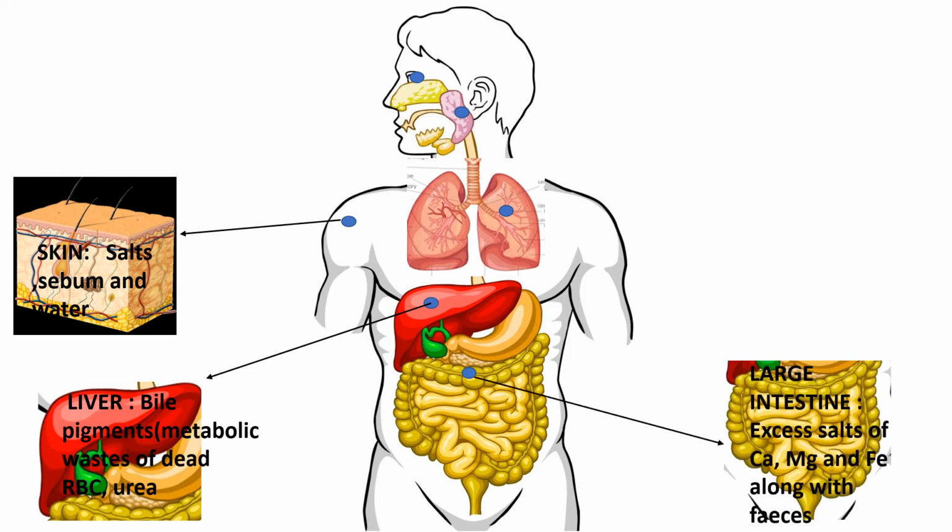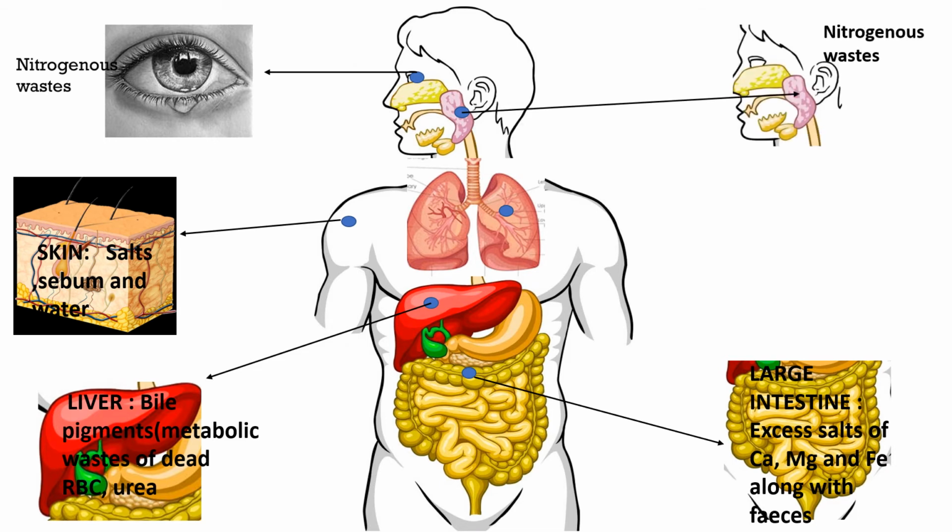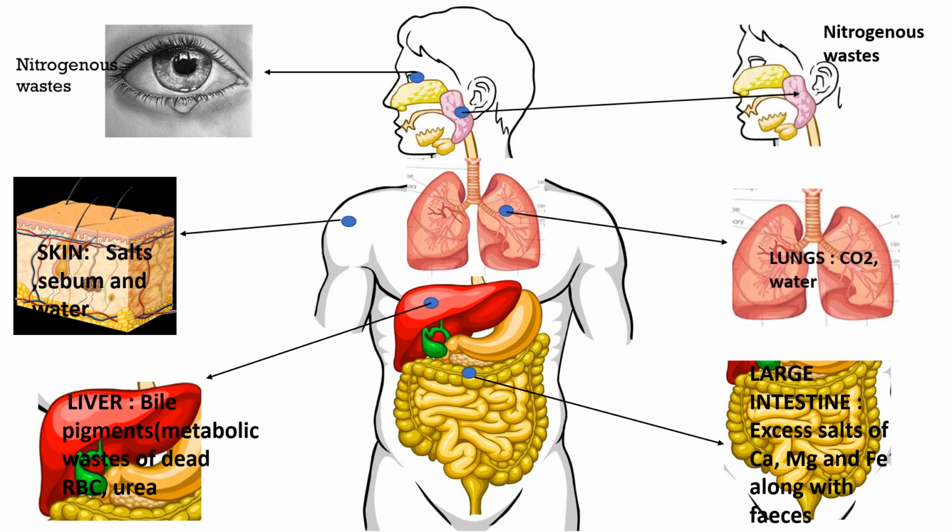Next, large intestine. Excess salts of calcium, magnesium and iron are excreted along with feces. Next, a small amount of nitrogenous waste is also eliminated through tears and saliva. Next, lungs. Lungs excrete carbon dioxide and water.